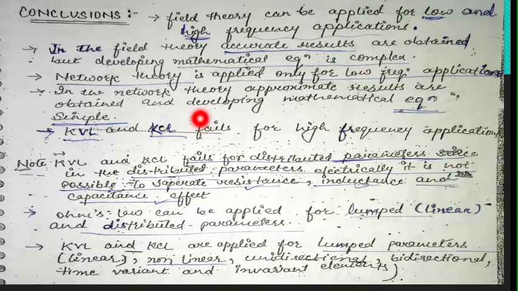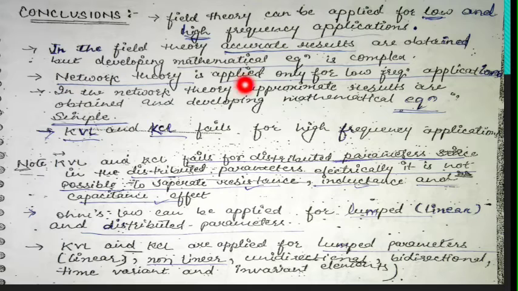Now come to the conclusion. See, there are 4-5 conclusions given. So the first conclusion is field theory can be applied for low and high frequency applications. Okay. So for high and low frequency applications, we apply the field theory. In the field theory, accurate results are obtained, but developing the mathematical equations is complex. So the mathematical equation is complex, but here an accurate result will be obtained. Okay.